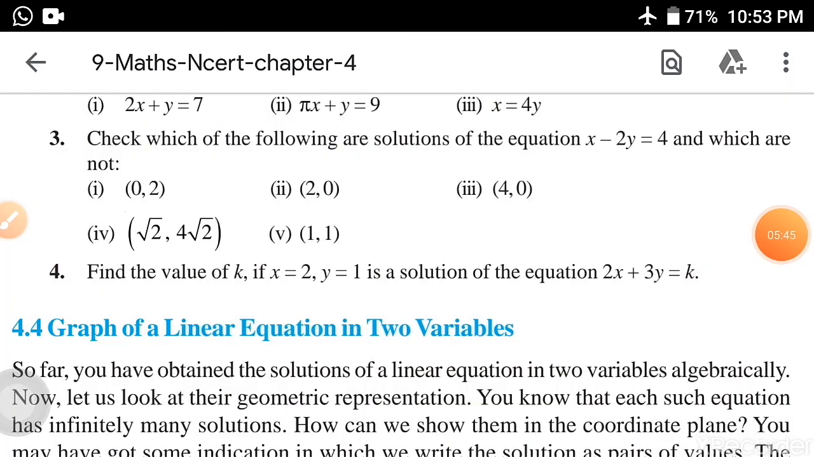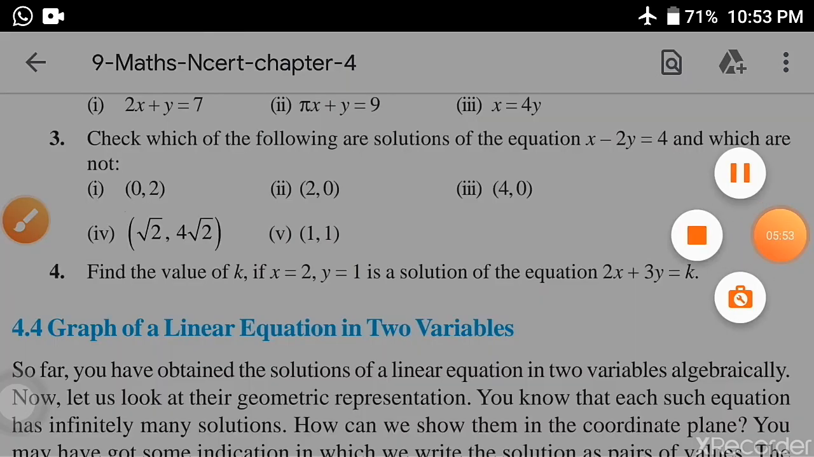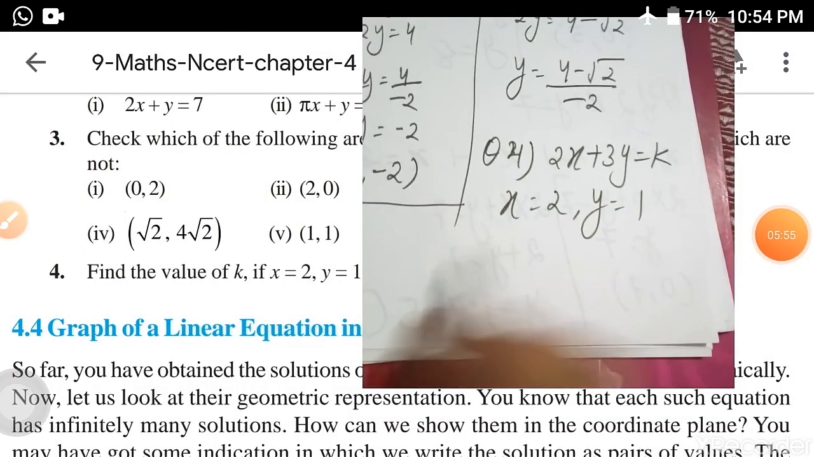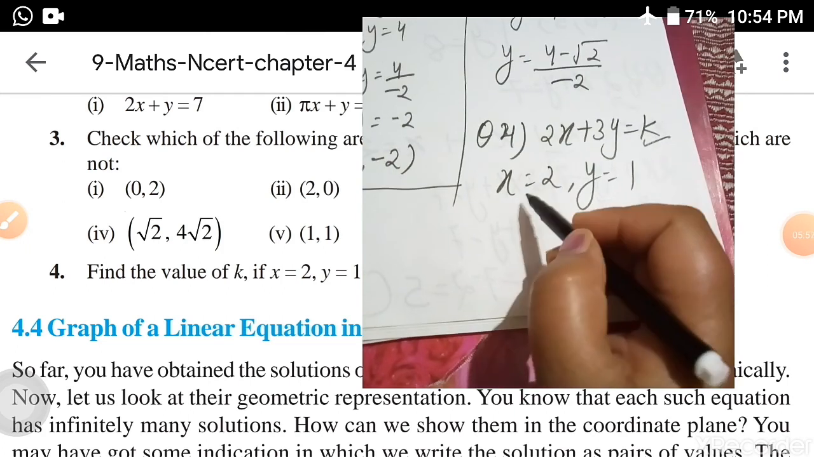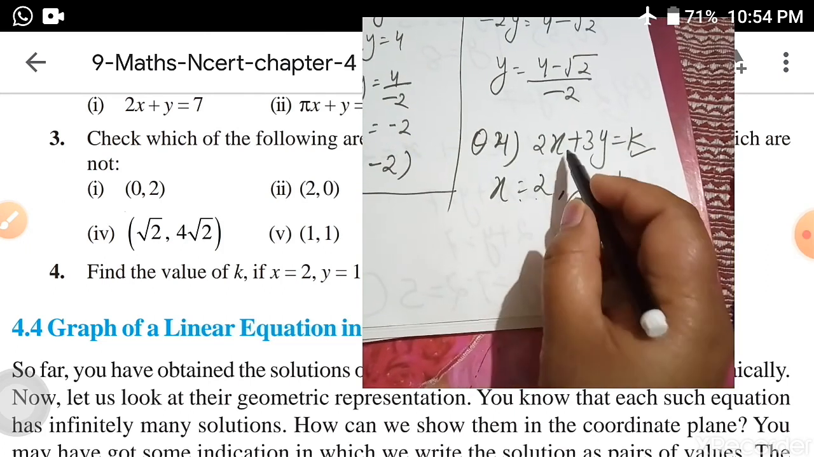Now move to the last part of this question. You can see that we have to find the value of k for x equal to 2 and y equal to 1. I will show you how. We have to find the value of k for x equal to 2 and y equal to 1. We will substitute these two values in the equation.